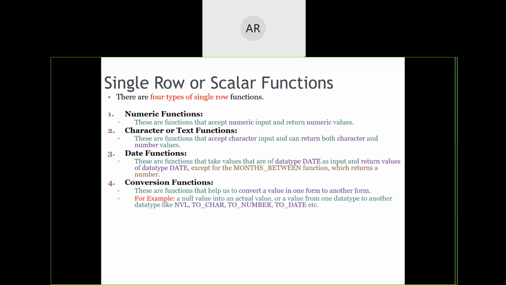Conversion functions will try to convert a given value from one format to another form. For example, TO_CHAR is used to convert a given data into a character string. TO_NUMBER will try to convert a given data into a numeric format. TO_DATE will try to convert the data in terms of date. NVL will take a particular column and try to replace that column's null values.